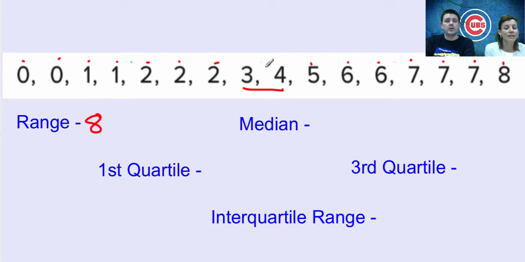We're going to eyeball that and call it 3.5. If we didn't, we would add 3 plus 4, which is 7, and divide by 2 to find our middle number of 3.5. Now, our 2 new vocabulary words are pretty much looking at the median of the first quartile and the median of the third quartile.